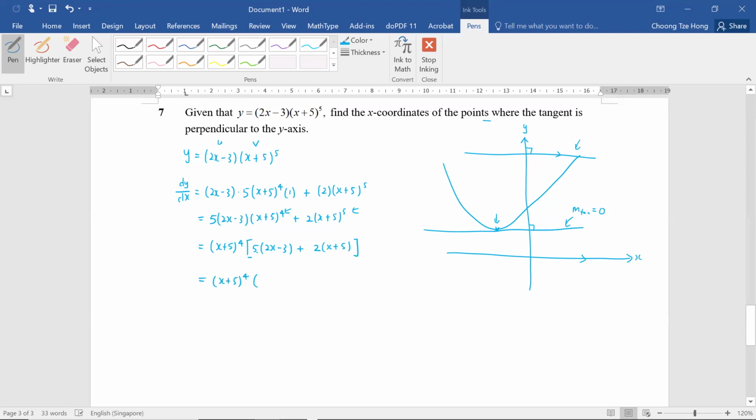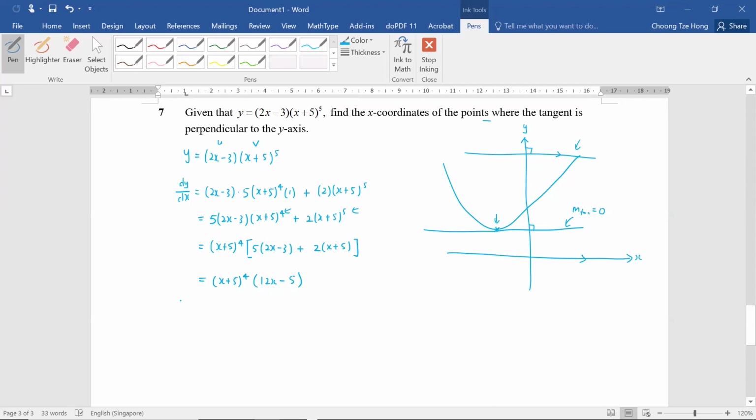Okay, inside the bracket, we'll have a 10x plus 2x, so you'll get a 12x, alright? Then 5 times minus 3, negative 15. Negative 15 plus 10, so you will get negative 5, right? So we have finished differentiating already. Now we're just going to equate dy/dx to 0.